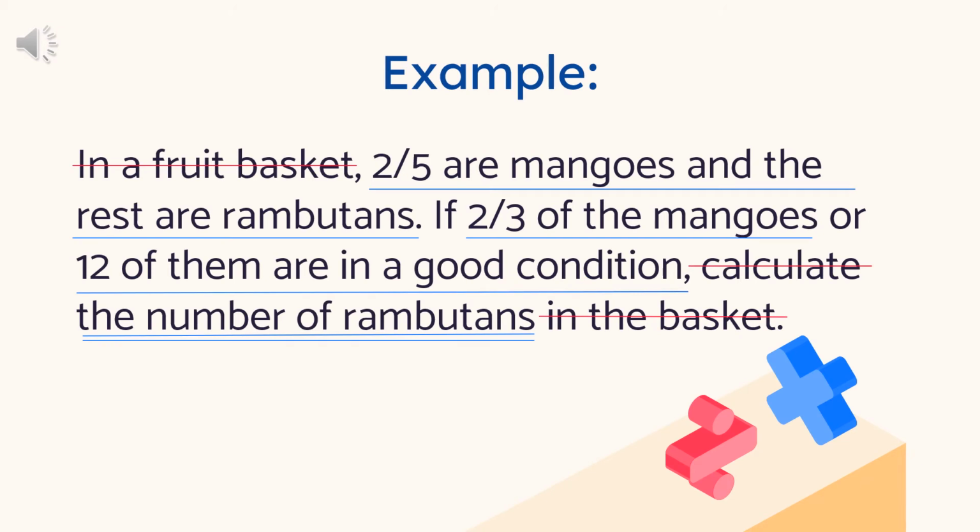For example, students underline "2/5 are mangoes and the rest are rambutan" as important information because it tells students there are 2 types of fruit in the basket. Students also underline that 2/3 of the mangoes, or 12 of them, are in good condition. This information tells students that there are 2 types of mangoes, which are good mangoes and bad mangoes. And the most important thing is students underline what they need to find, which is the number of rambutan.